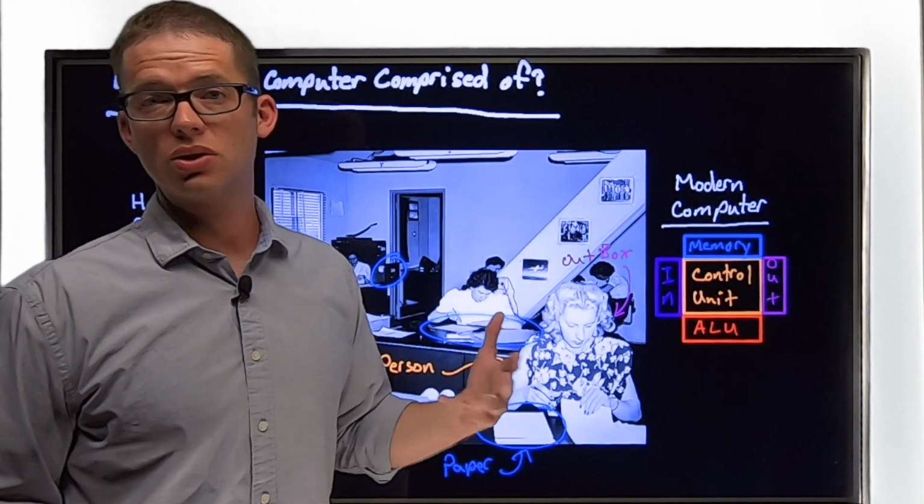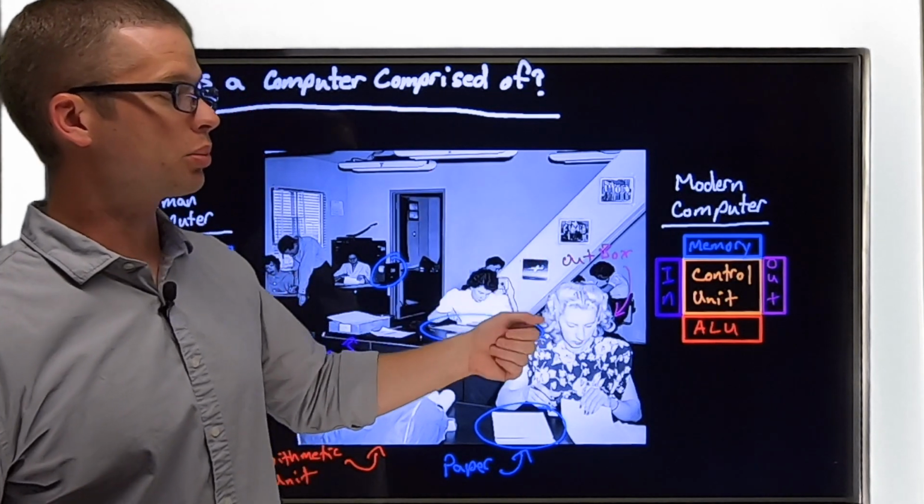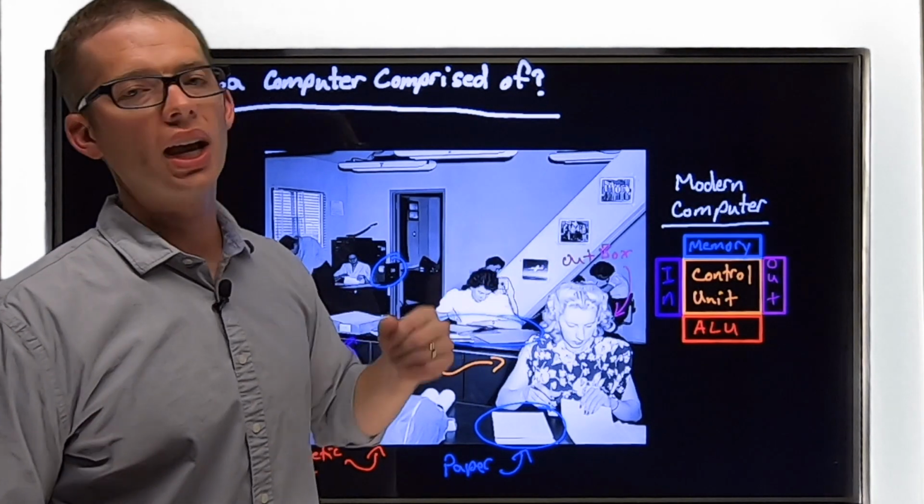So in answering the question, what is a computer, we might say that a computer is a machine comprised of a control unit, an arithmetic logic unit, input and output circuits, as well as memory.